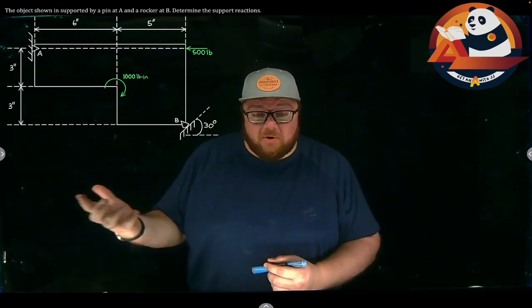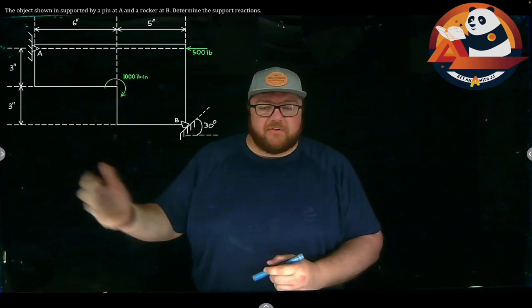We know if we're doing support reactions, we're making equilibrium equations. Anytime we have an equilibrium equation, we should have a free body diagram that ties in and illustrates what we're doing. So let's start out here and make a free body diagram.